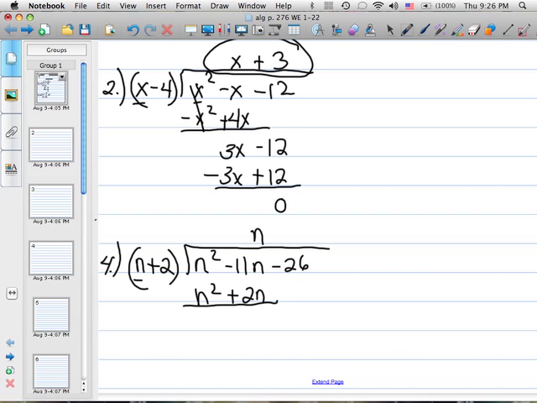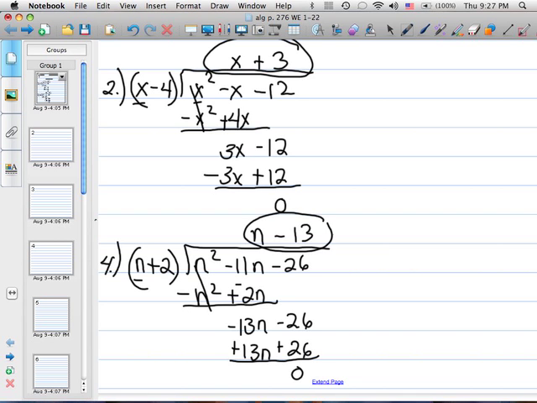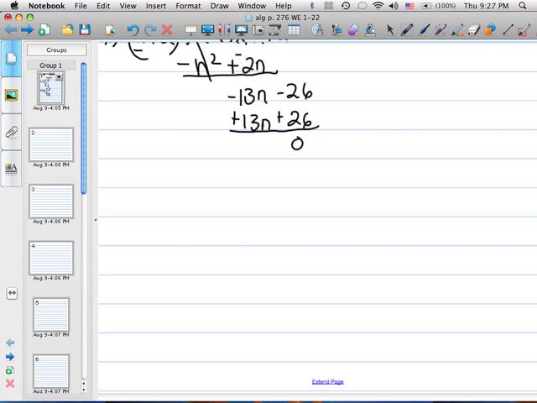Subtract, change your signs. So we get negative 13n. Bring down the next term, negative 26. To get n to be negative 13n, we need to multiply by negative 13. Multiply negative 13 times n, we get negative 13n. Negative 13 times 2 is negative 26. Subtract, change your signs, and it worked out evenly. The answer is n minus 3. I think we're going to skip 2 lines here so we don't run into each other there.